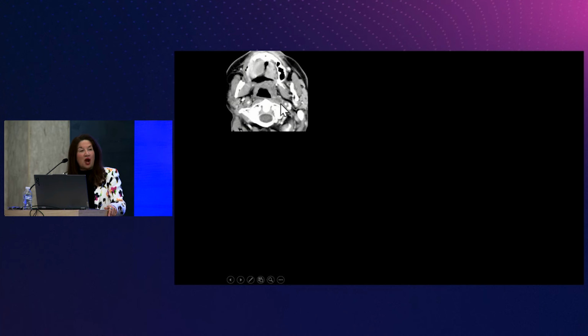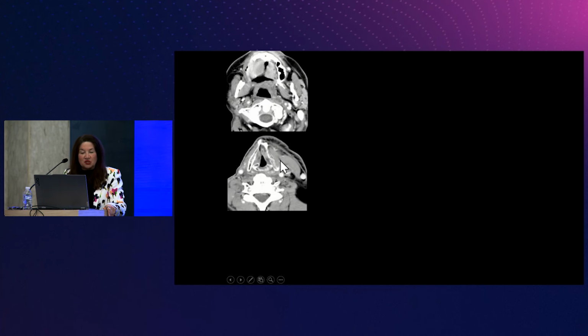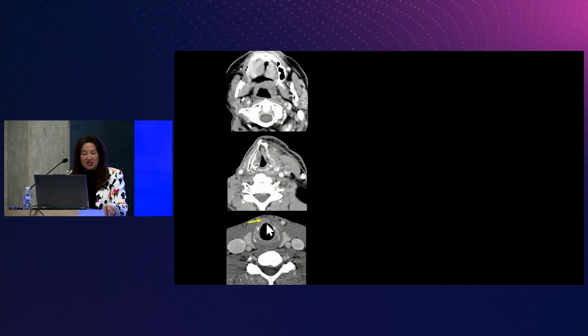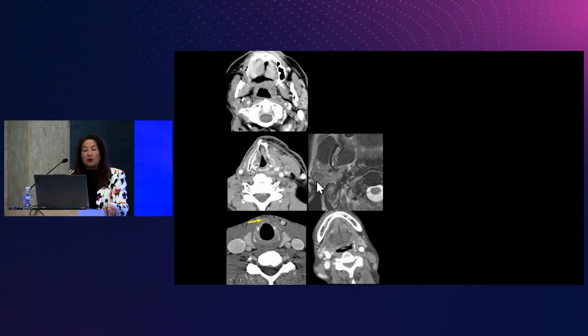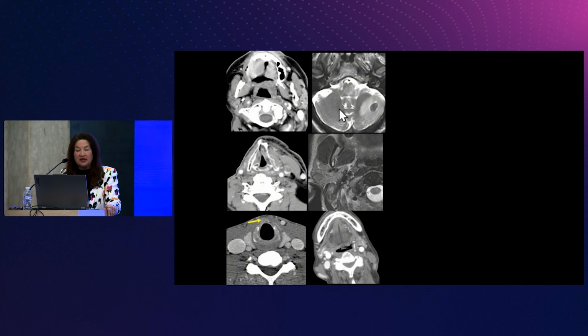This is a missed necrotic retropharyngeal lymph node metastasis. This is a missed level 3 necrotic lymph node metastasis. This is a small Delphian lymph node that was missed in the setting of laryngeal cancer. This is a missed lymph node along the external jugular chain in the setting of metastatic skin cancer. This was a missed mucoepidermoid carcinoma of the parotid gland, relatively dark on T2 weighted imaging. This is missed brainstem and cerebellar metastases, pretty big findings.